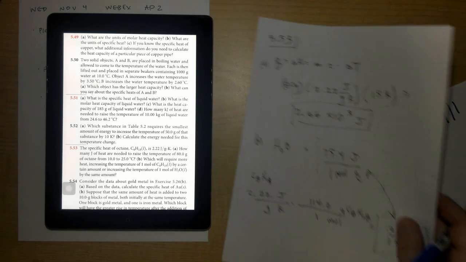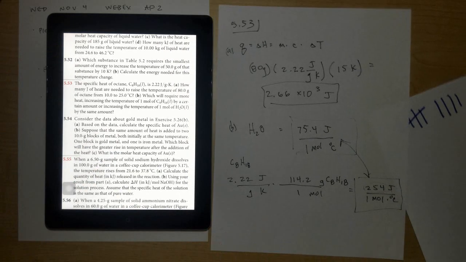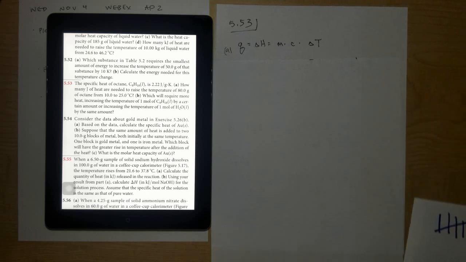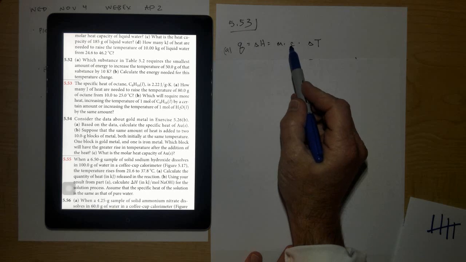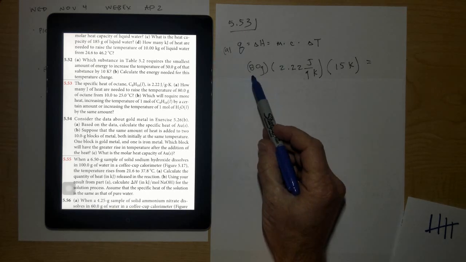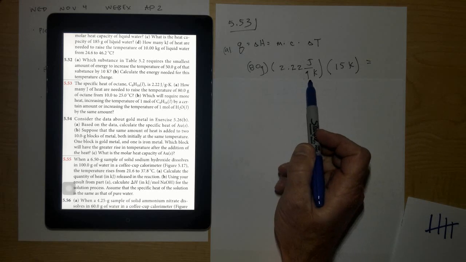All right, the next one is number 53, and this one looks at the specific heat of something that's not water. It looks at octane, and it says how many joules of heat are needed to raise the temperature of 80 grams of octane from 10 to 25. So Q equals mc delta T, and here we have 80 grams of the octane. It gives us the specific heat capacity of 2.22 joules per gram Kelvin.